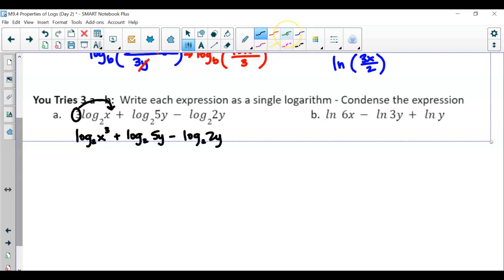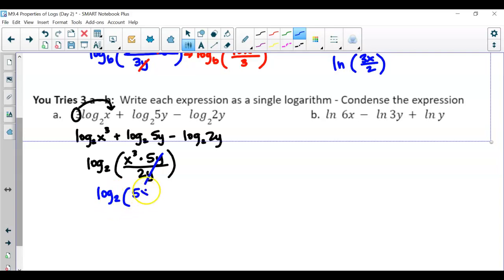So now you could have started condensing with our same base here, log base 2. Then we've got x cubed plus, so this means multiplication, so x cubed times 5y, but minus, so you're dividing by 2y. Now we can continue simplifying. I notice I have my 2y's, which cancel out. So here rewriting this log base 2 as 5x cubed over 2.